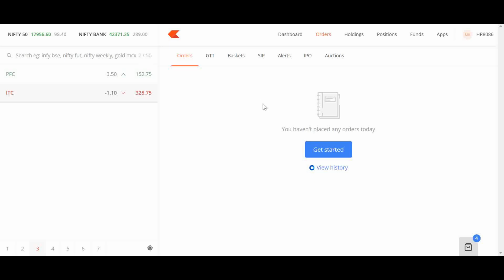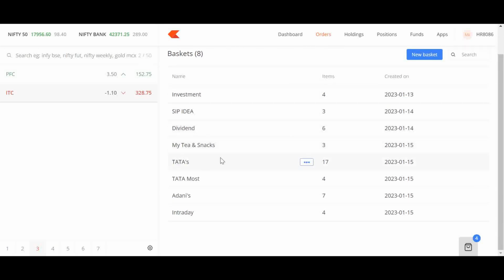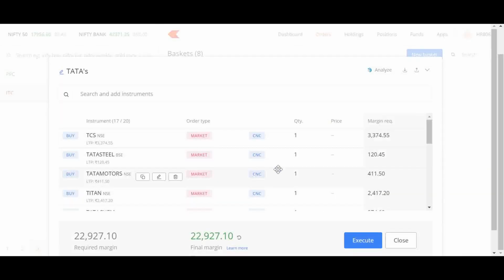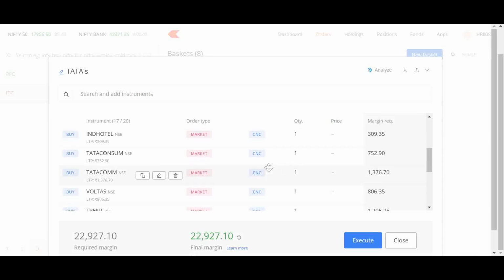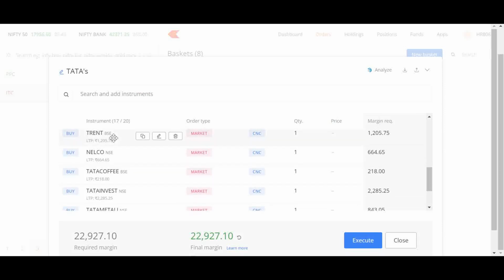There is another method where you can execute a number of orders in one click. That is called a basket. Let's say I would like to buy 4 to 5 stocks. Let's say I have plans to buy 17 stocks in the Tata group. Then what I will do is add all these stocks to the basket. Once you have added the stocks to the basket, here I am planning to buy one quantity in all the stocks of the Tata group.